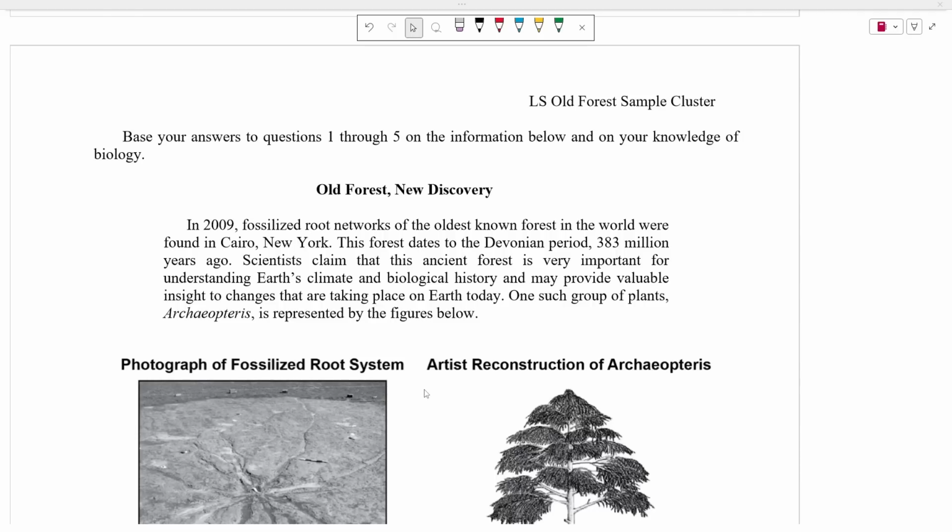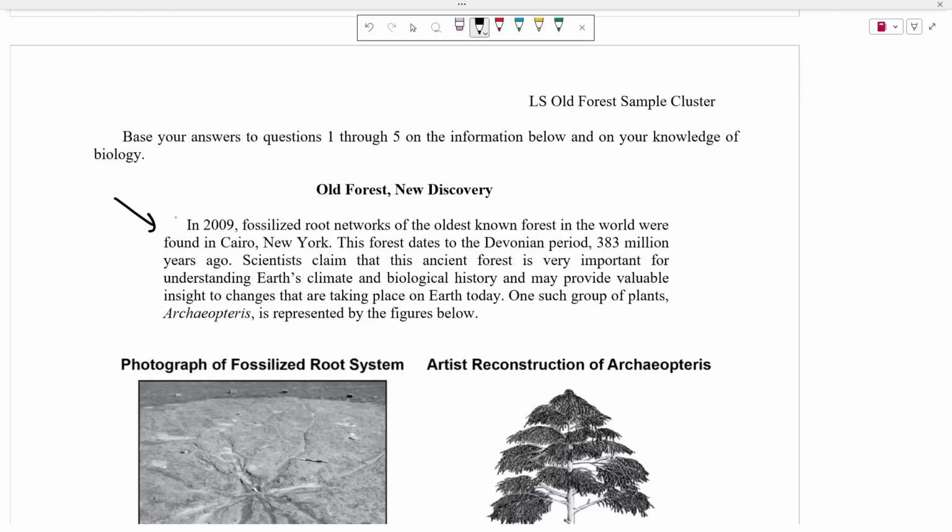I highly recommend it. That being said, we're going to go ahead and start off with the Old Forest sample cluster of questions. It starts up here in this paragraph, which tells us that in 2009, fossilized root networks of the oldest known forest in the world were found in Cairo, New York. This forest dates to the Devonian period 383 million years ago. Scientists claim that this ancient forest is very important for understanding Earth's climate and biological history, and that it may provide valuable insight to changes that are taking place on Earth today.